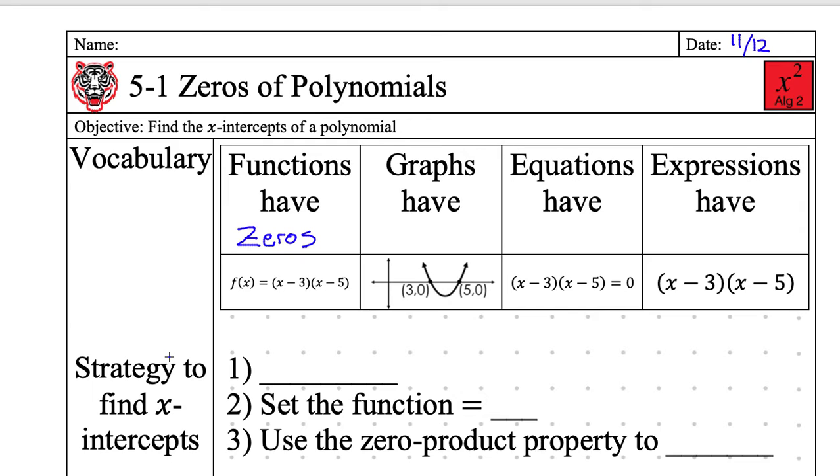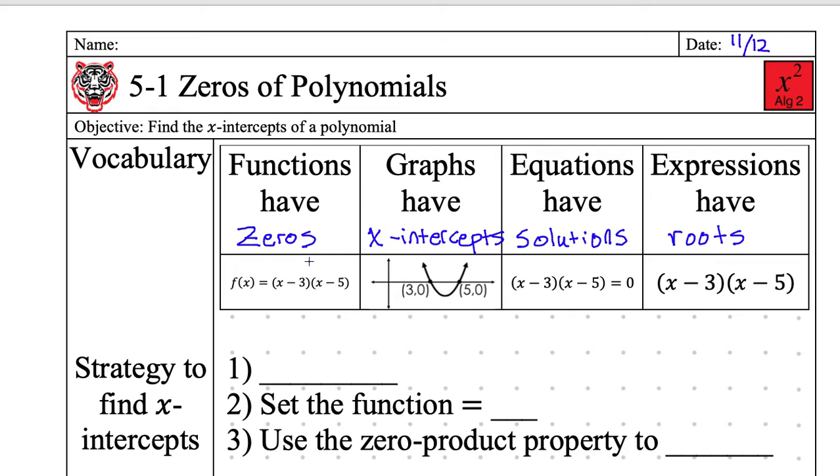Graphs have what? Quiet raised hand. Colby. X-intercepts. Equations have what, Oscar? Solutions. And finally, Brian, what do expressions have? They have roots. Indeed they do. Thank you, guys. All 4 of you got XP. Thank you, Jaden, for logging it. And I gave you an example of each of them beneath. Oh, it's Aurelia. Thank you, Aurelia, for getting the XP.